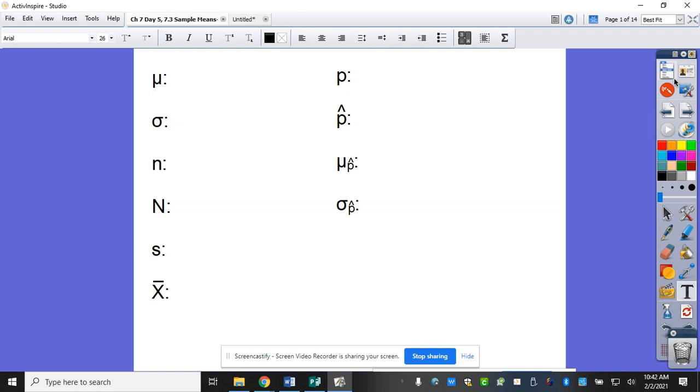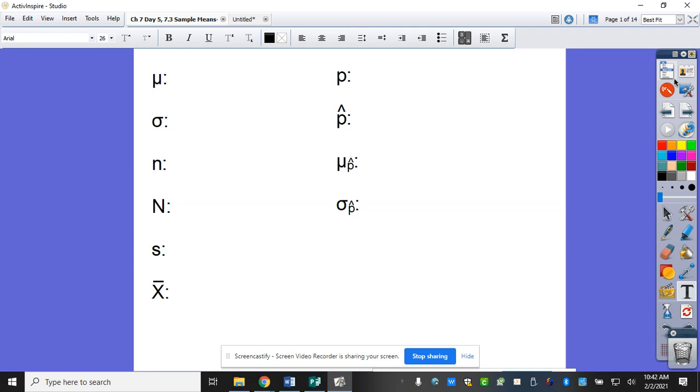The one below that, which usually has a little bit more of a squiggly part to it, is what? Population standard deviation. The next one down, lowercase n, is what? Sample size. Capital N, population size. Lowercase s, sample standard deviation. x bar, sample mean. P, population proportion, because hat means predicted. So p hat is sample proportion.